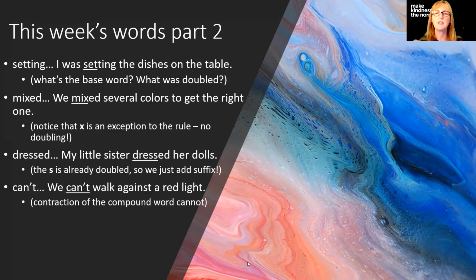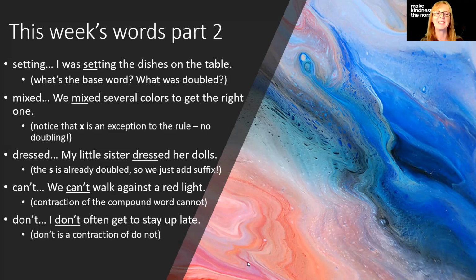Can't. Now we have some words that are frequently misspelled. We can't walk against the red light. It's a contraction of the compound word cannot. The apostrophe takes the place of the second N and the O. C-A-N apostrophe T. So we get rid of the N, we get rid of the O, we put the apostrophe there and we get can't.